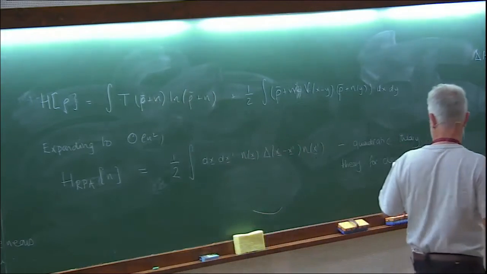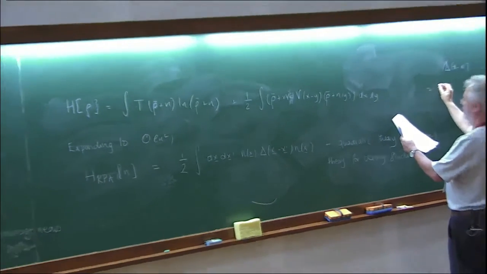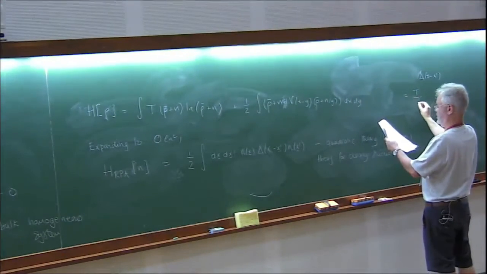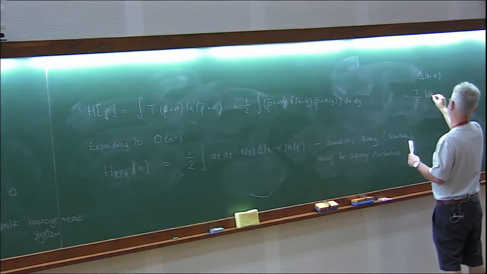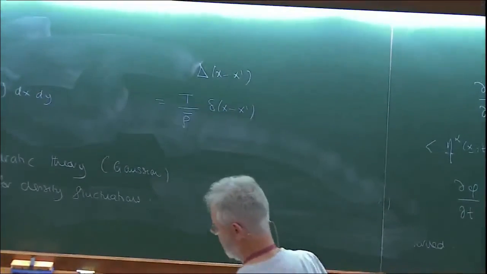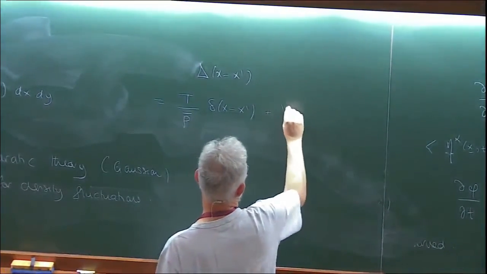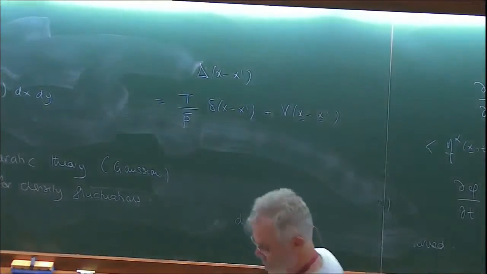So this local term basically gives you, because I'm using this delta notation, t divided by rho bar times delta of x minus x prime. So this is a completely local term. And then the interaction term just gives you v of x minus x prime. Okay, so this is what it looks like.